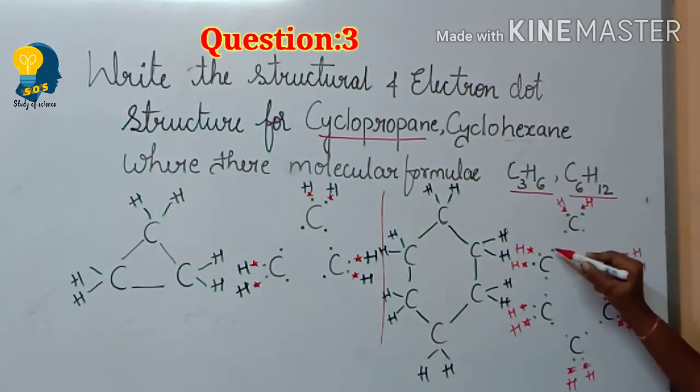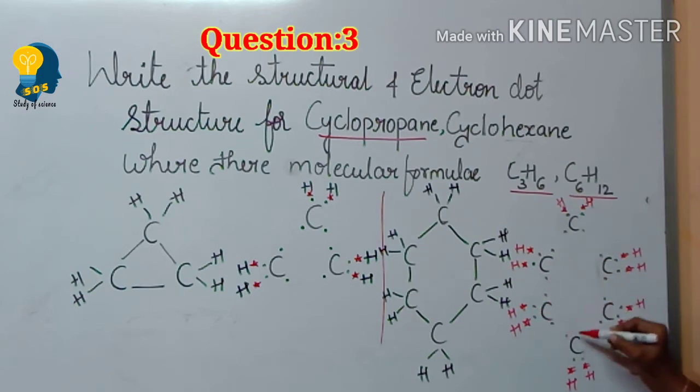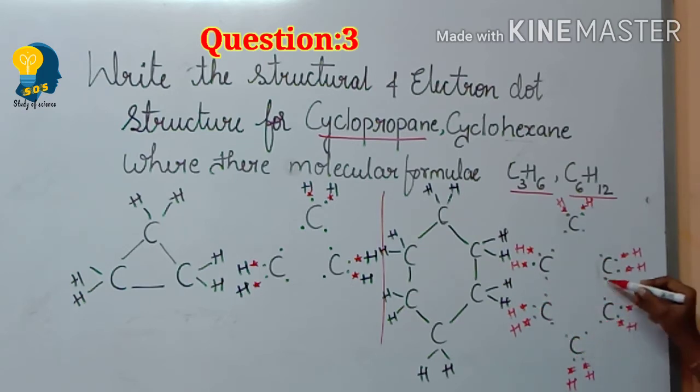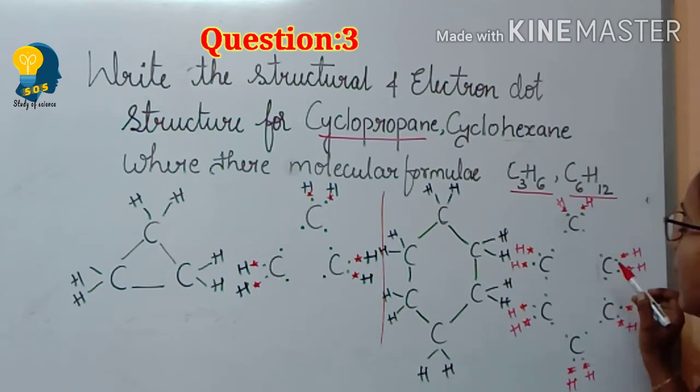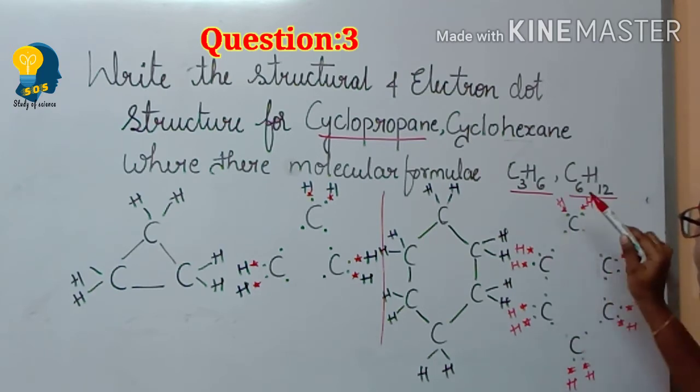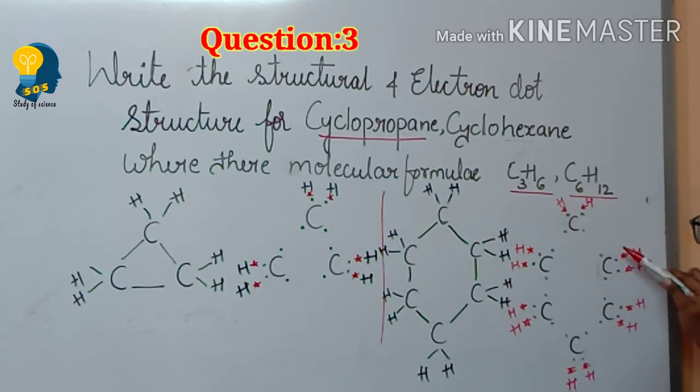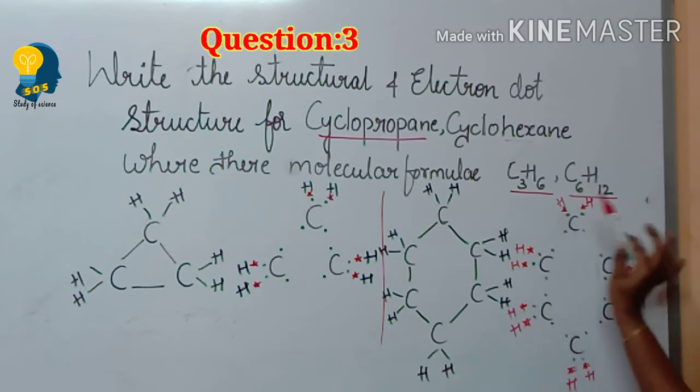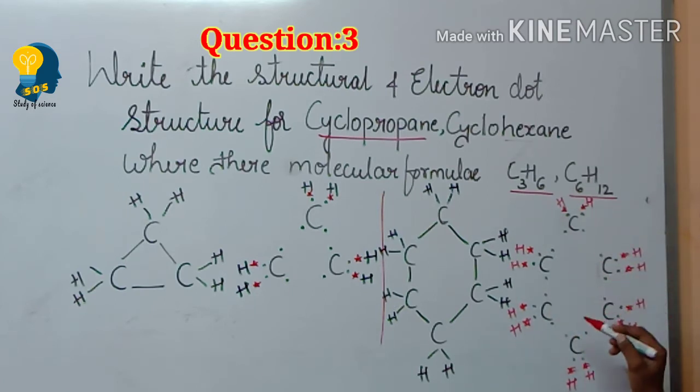4 valence electrons for each carbon, and then I have also written 1 valence electron of hydrogen. See here, for each carbon 1, 1. Right? So for 12 hydrogens I have written 12 valence electrons. So you can also check now whether they have 8 electrons surrounded by each carbon atom.